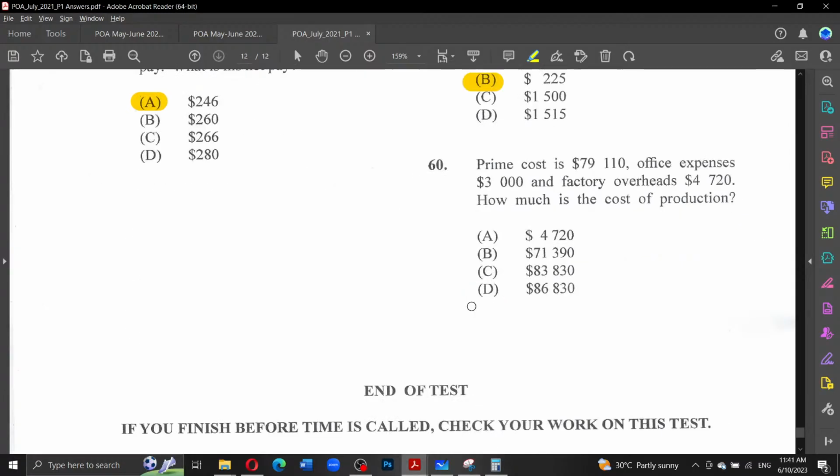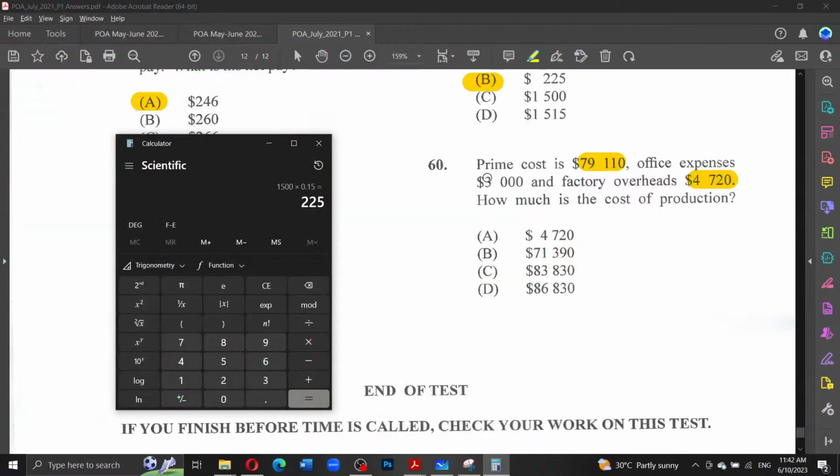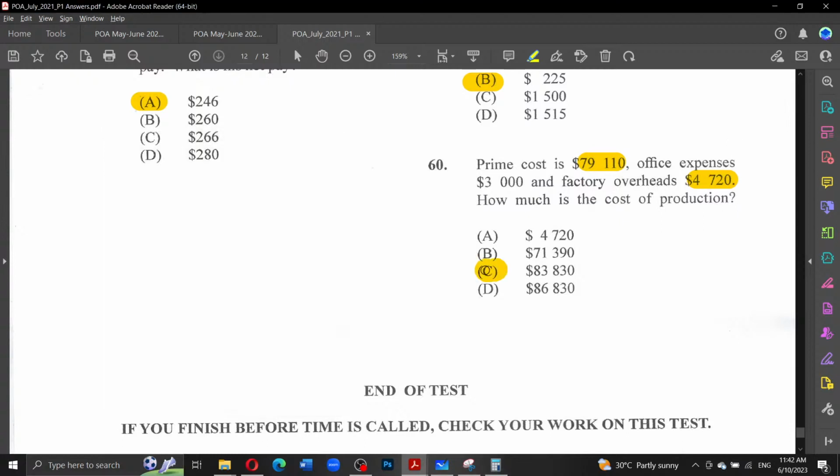The prime cost is this amount, $79,110. Office expenses is this, 3,000, and factory overheads is $4,720. What is the cost of production? So this office expense here is not going to be calculated in the cost of production. It's going to go in the income statement. So basically, you have $79,110 plus $4,720, and that there is going to be $83,830.